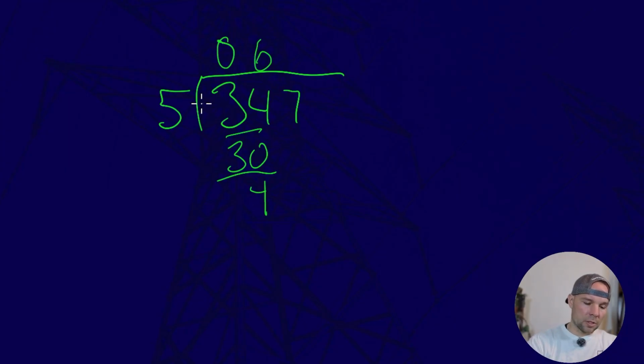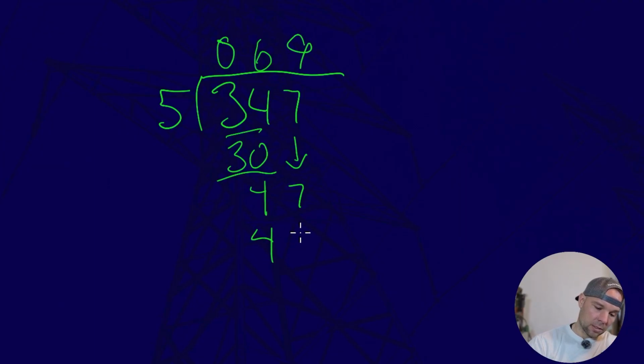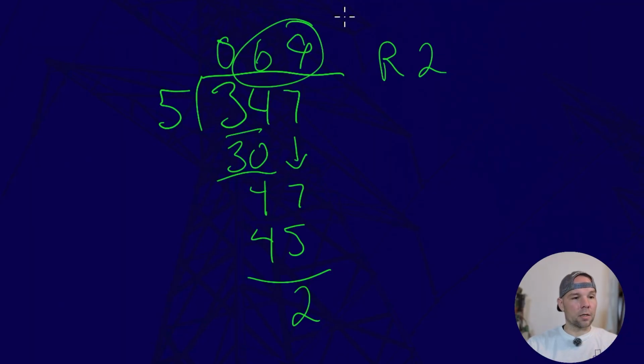So now 5 goes into 4? Well, it doesn't fit. We need to make the number bigger. We'll bring down the 7 and make it 47. So 5 goes into 47 how many times? Well, 5 times 9 is 45, and 5 times 10 is 50. So 5 times 9 is the largest we get in here without going over. So 47 minus 45 is 2. 5 goes into 2, 0. We don't have anything else over here, so this will be a remainder of 2. So 69 with a remainder of 2.